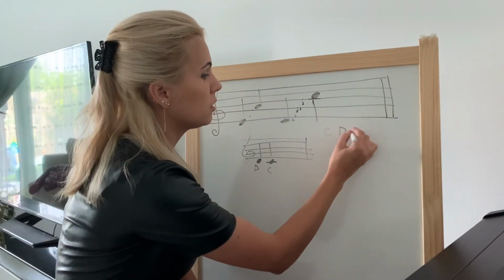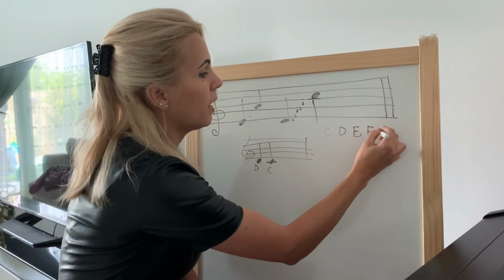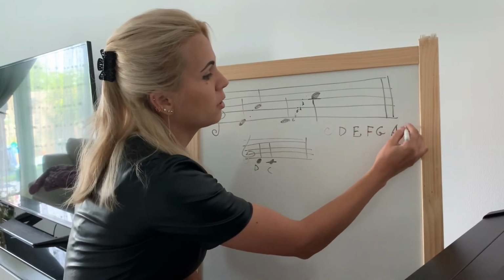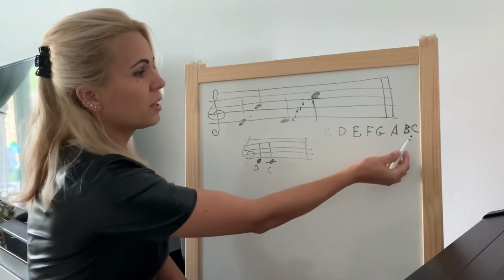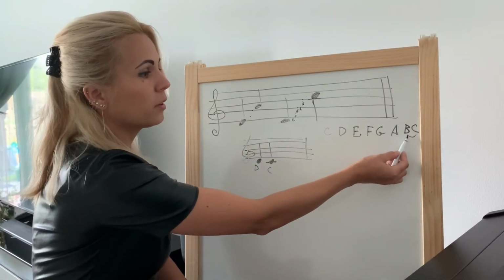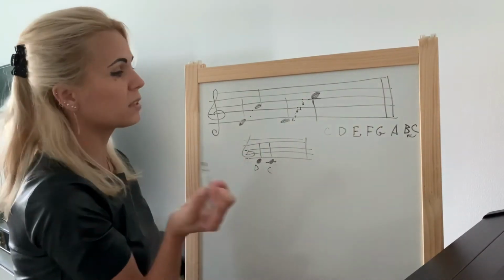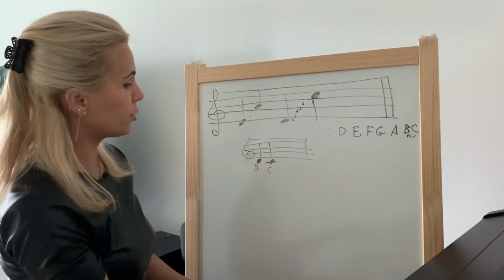So C, D, E, F, G, A, B, C. Yeah, so what do I need? The note that is lower than C is B, one step lower. So what do I need to do to write B here?